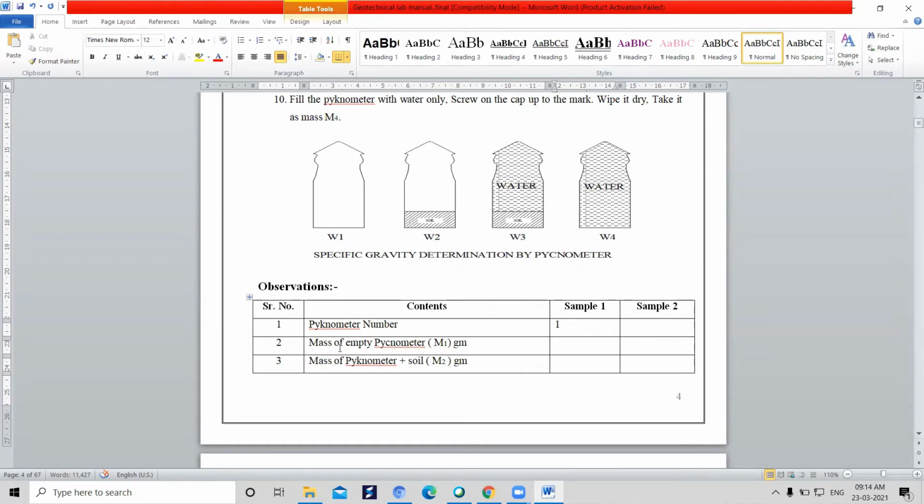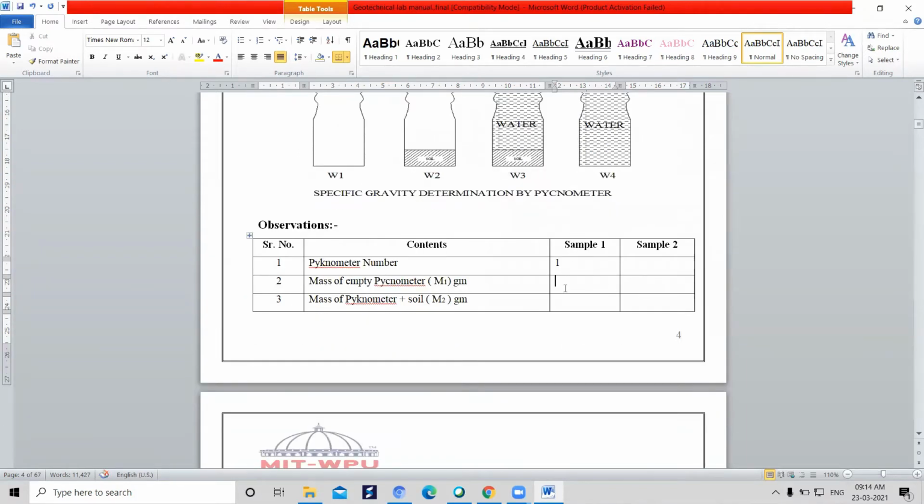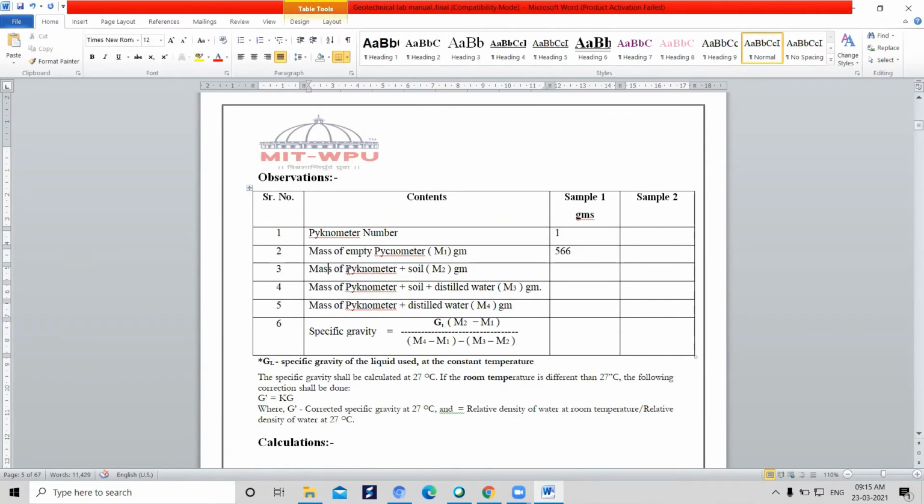Now, mass of empty pycnometer, m1. That means whichever pycnometer you have taken, we will write its mass. We will weigh it on the weighing balance and then I'll be writing. The reading we got, I'll be writing as the pycnometer empty weight is 566 grams. Just I'll be mentioning here the sample in grams. The next one is the mass of pycnometer plus soil.